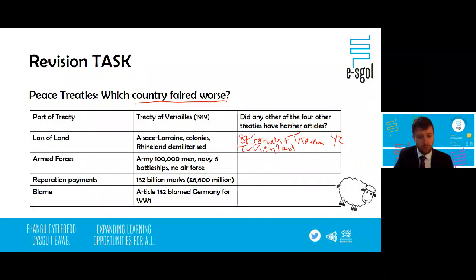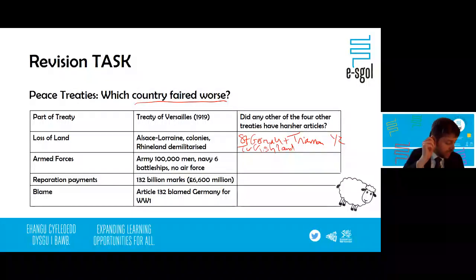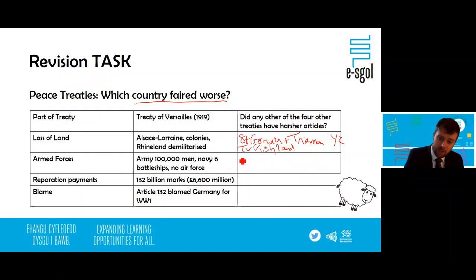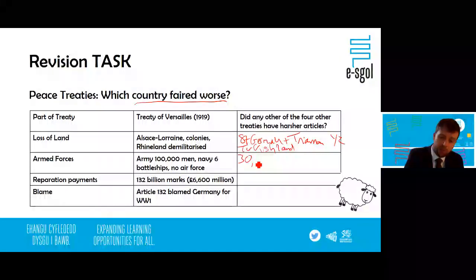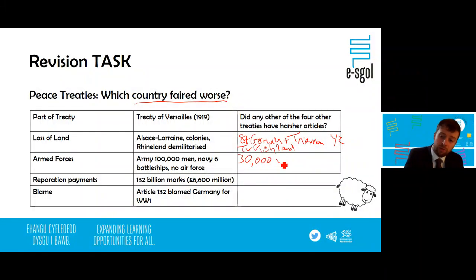What about armed forces then? Well, the Treaty of Versailles limited the German army to 100,000 men. It meant that the German Navy could only have 6 battleships and that there was no air force allowed. However, it wasn't the harshest of the peace treaties. The reason being is that the Treaty of Saint-Germain said there could only be 30,000 volunteers.